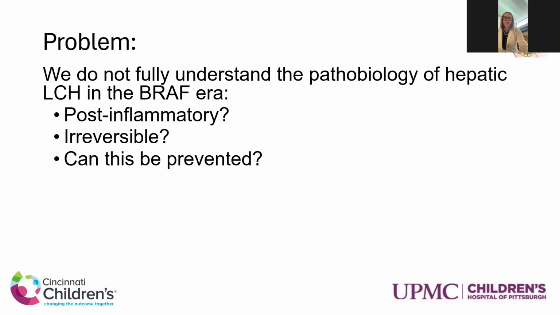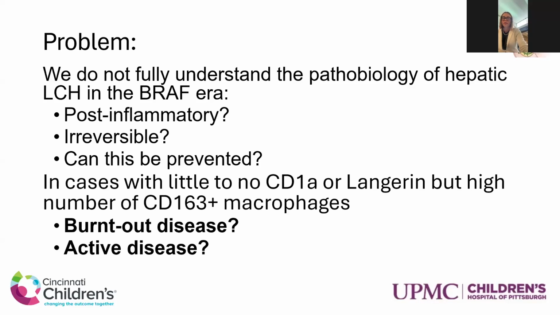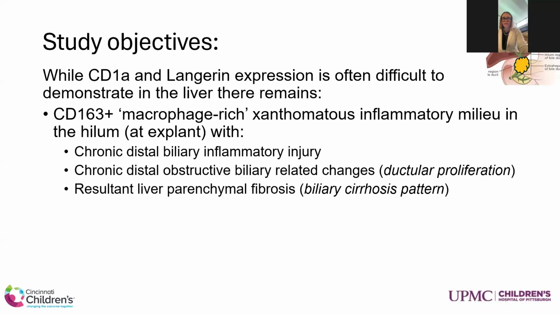And so, we think we know, but we don't really fully understand the pathobiology of hepatic LCH. There is an inflammatory component. Is there any stage in which this is reversible? Can it be prevented? Why the bile ducts in particular? And then, as I alluded to before, what happens when we have this sort of lineage switch and have more macrophage-predominant disease? Is this burnout or is this a different form of active smoldering disease?